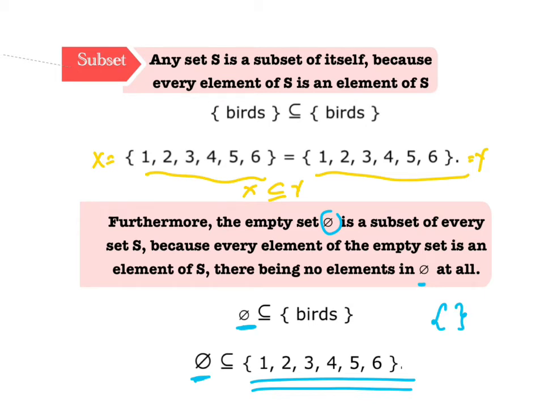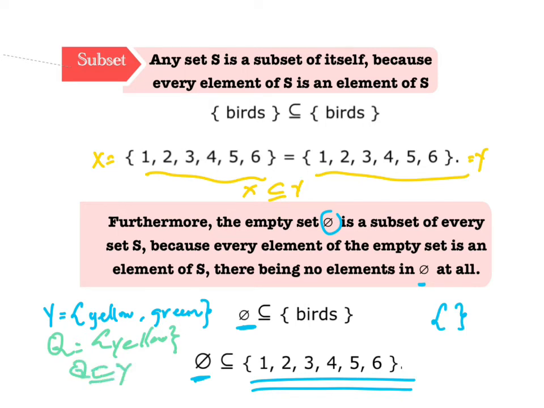So, for example, we have set Y. Set Y has the elements yellow and green. And let us have set Q as only yellow. Okay. So we know that set Q is a subset of set Y. And also the empty set. So the empty set is a subset of Y. For example, this is set X.